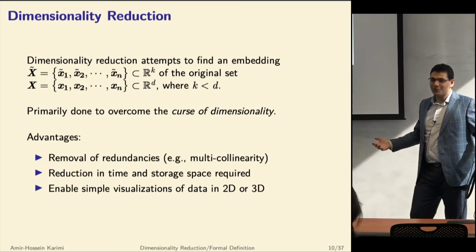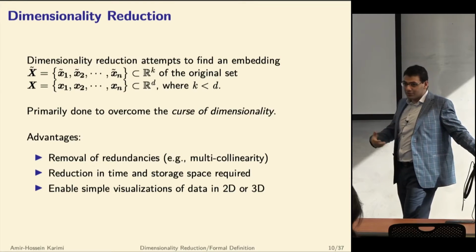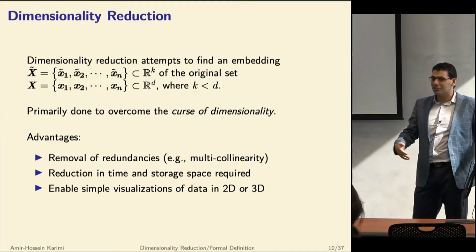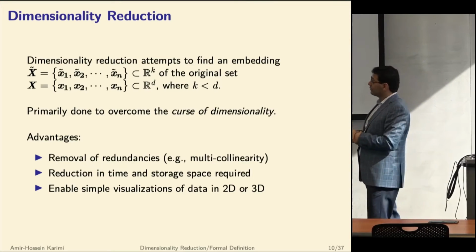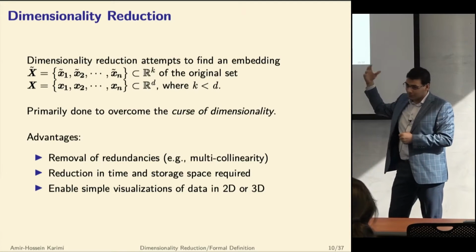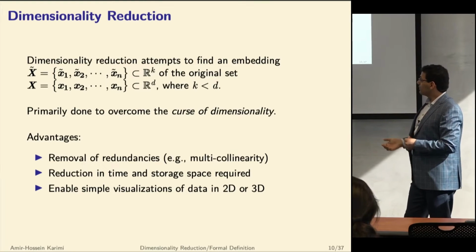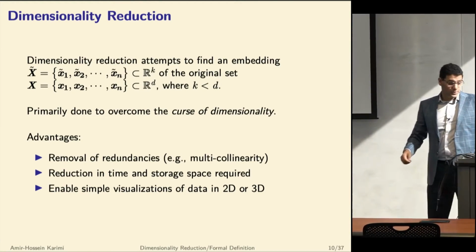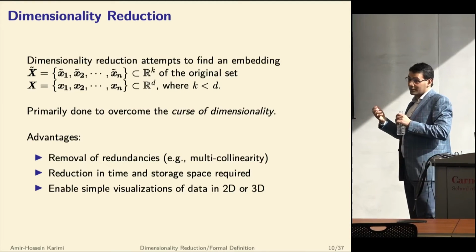Dimensionality reduction, as motivated on the previous slides, primarily is done to overcome what is called the curse of dimensionality. And it's a curse because if we have too many features, too many redundant features, most of the time all of the downstream algorithms we want to run run into trouble. So the advantages are obviously removal of redundancies, like the multicollinearity that we saw in Celsius versus Fahrenheit. As a result, we see a reduction in time and storage space requirements. And also sometimes, if we can come to 2D and 3D, we can visualize data sets as humans.